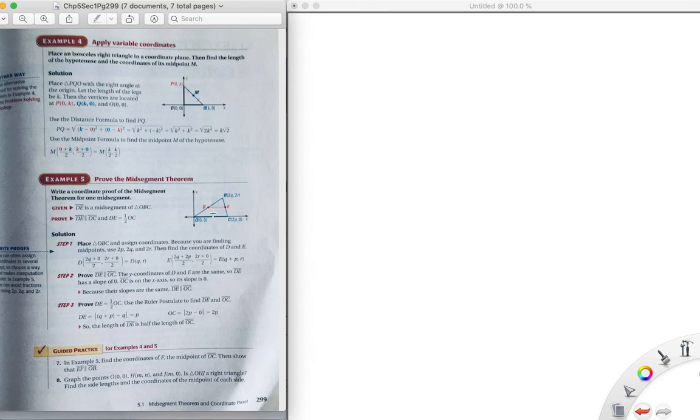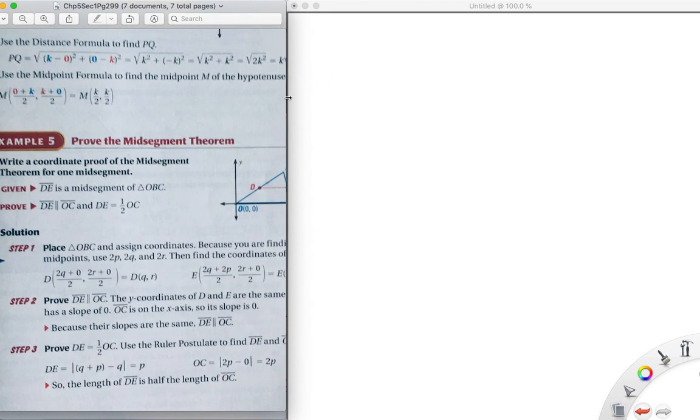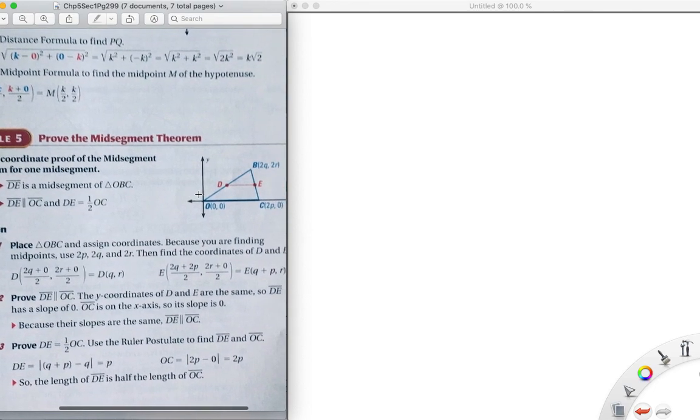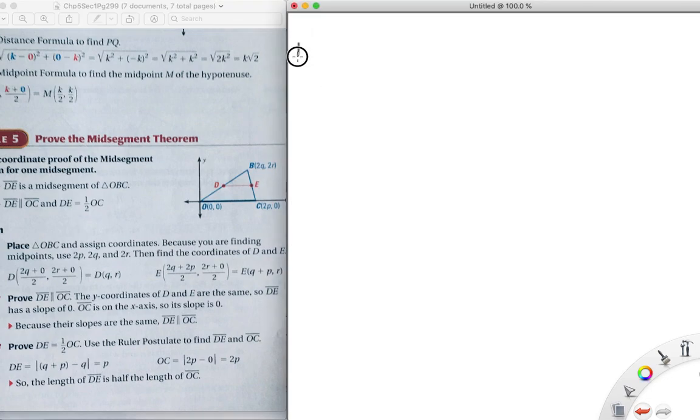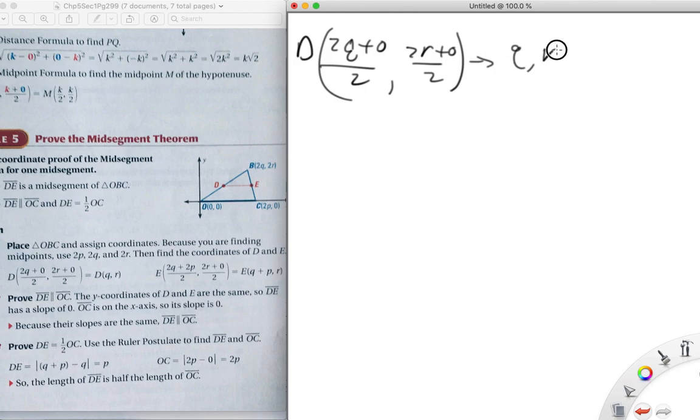So we have to first do the midpoint formula for both of these: the midpoint of the D coordinate and the midpoint of the E coordinate. So what they do here is they say, okay, using the midpoint formula, D is the sum of 2q and 0 over 2 in the x-coordinate, and 2r and 0 over 2, and that gives them 2q over 2, which is q, and 2r over 2, which is r. How convenient.